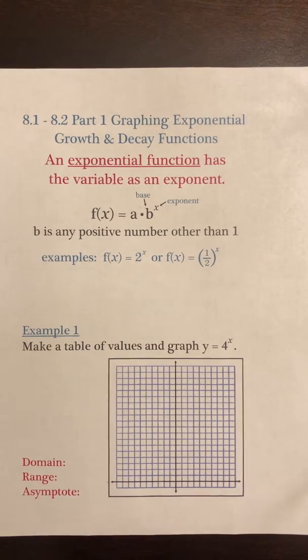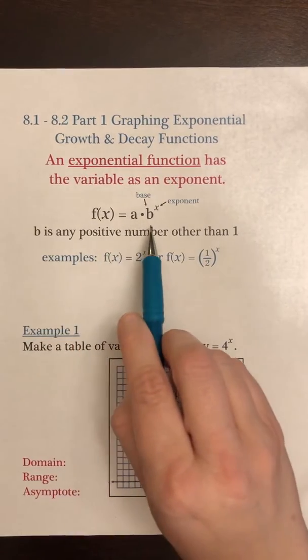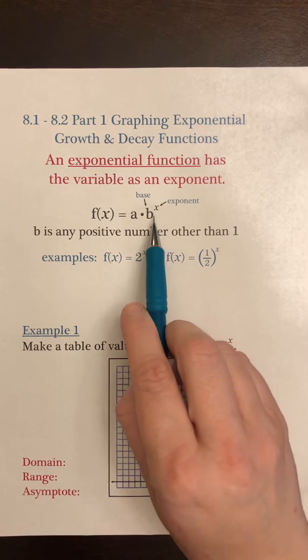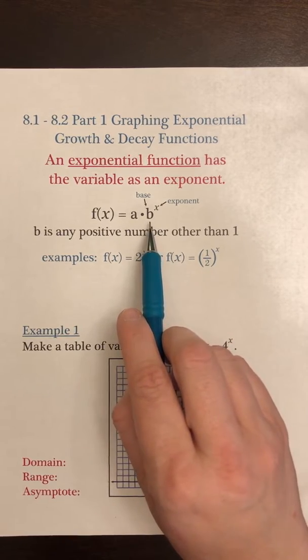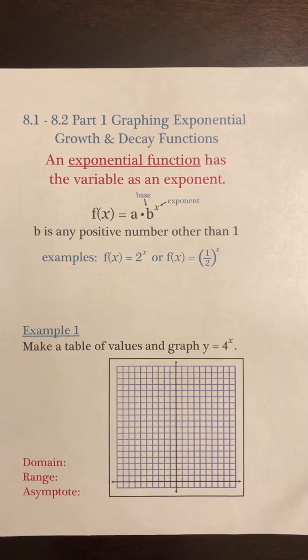It says that an exponential function has the variable as an exponent. So where we're going to see the variable x, it's going to appear as the exponent, which is what we see happening right here. The x is the exponent. We're going to have a base that's a number. It could be a 2, it could be 10, it could be 1/3, but our variable is going to be the exponent. And it says that our base, b, is any positive number other than 1. So again, like I said, it could be a fraction or it could be a regular integer.